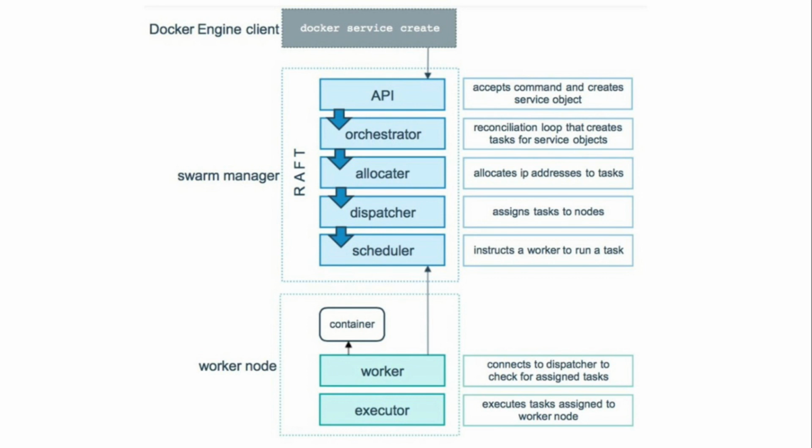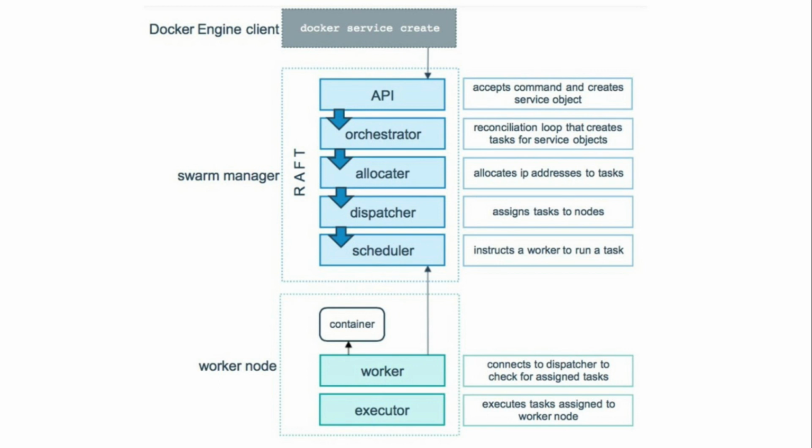For example, the API component accepts the commands and creates the service objects. So from the Docker client, we will execute certain commands in our Swarm. All such commands will be received by the API component of the Docker Swarm manager, and it will be executed in order to create service objects. Now the service objects are nothing but the containers.